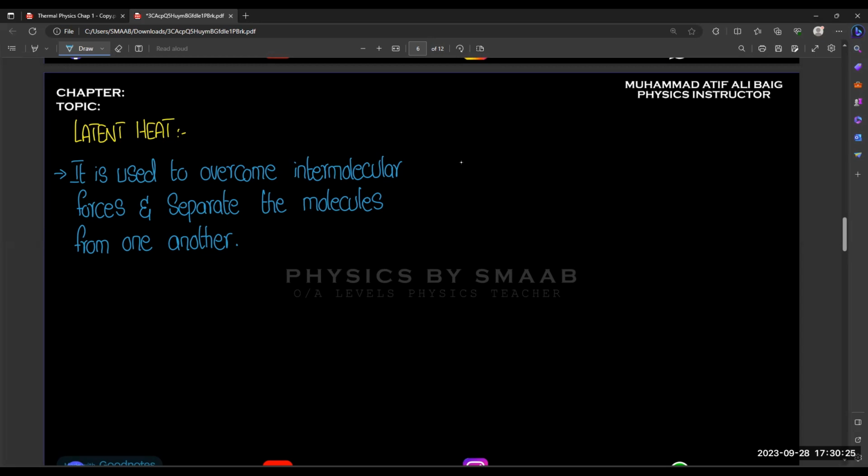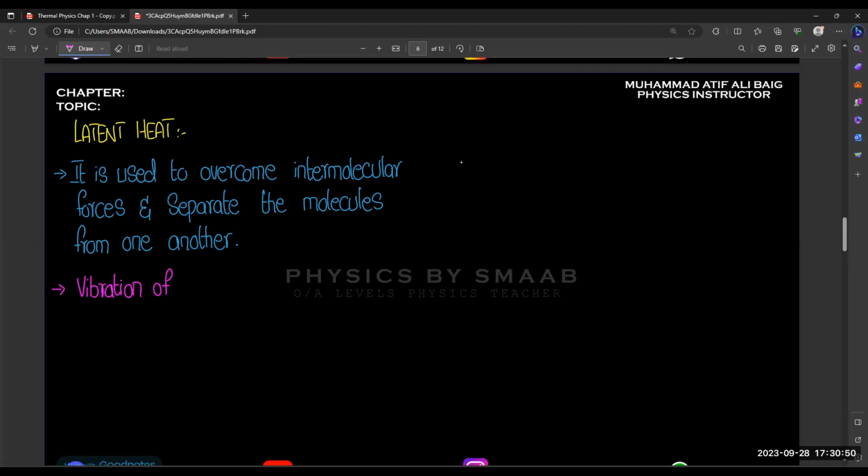During this process, one more important thing you need to remember: in heat capacity, we discussed there is a change of temperature. In sensible heat, we also discussed there will be a change in temperature. But in latent heat, no change of temperature takes place, right? So the temperature remains the same.